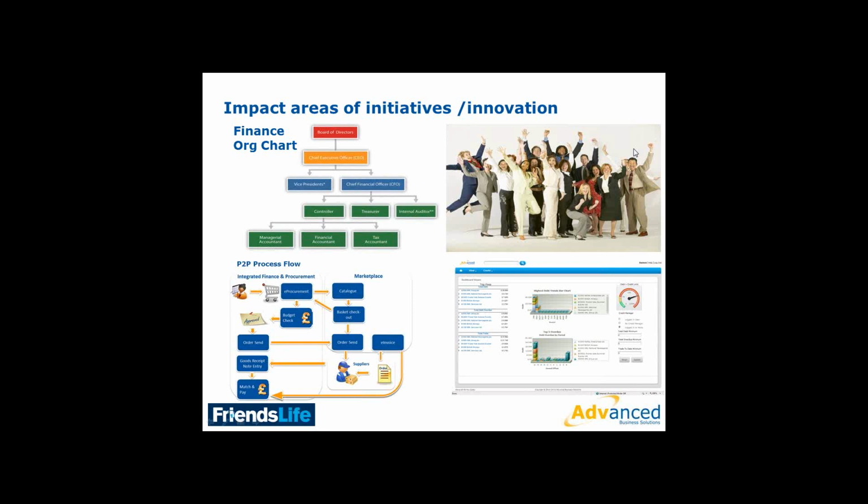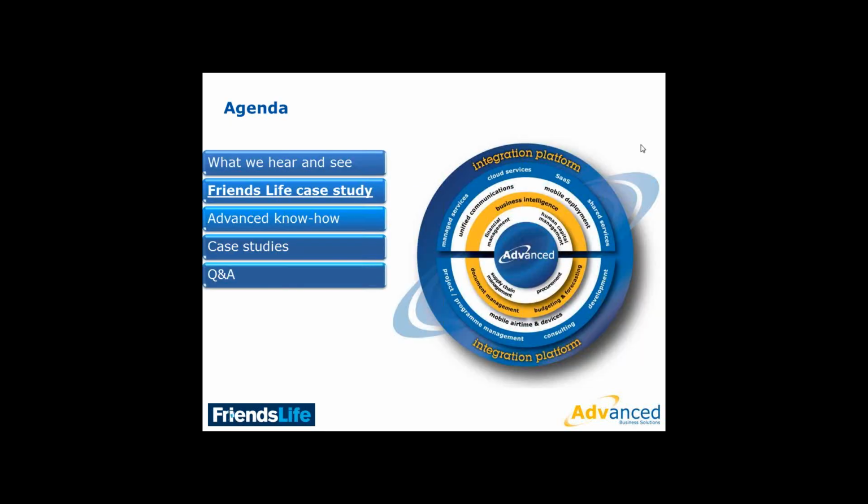So let's have a look back at the agenda to see where we are and what's coming up. We've looked at advanced experience over the last 5 years or so, and I'd just like to hand over to Will James now, and he can talk about the imperatives, the initiatives and the innovation that are affecting his organisation's people, process and systems. So over to you, Will.